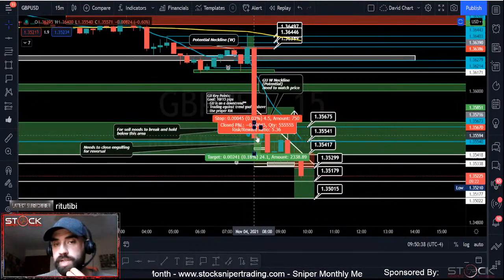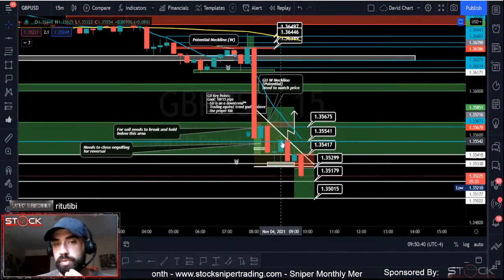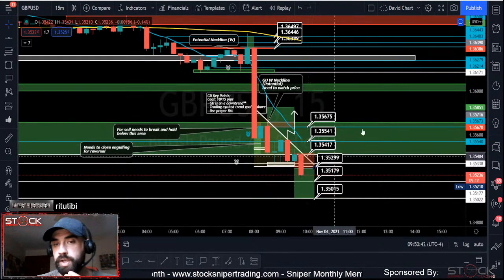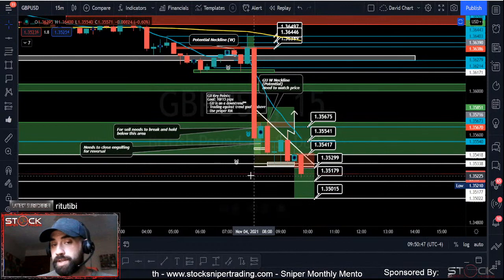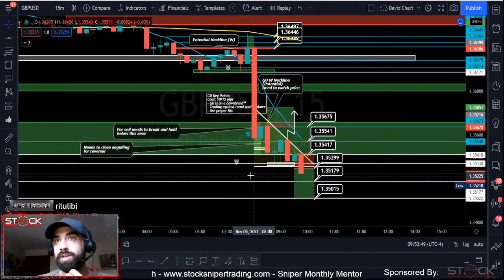Every time it tries to push, you have an engulfing candlestick. Pushing, engulfing. Trying to push. Now it's starting to find a little bit of a bottom here, but you can still see it's a potential engulfing candlestick, depending on how it closes, right?